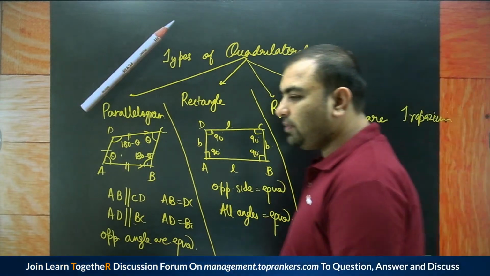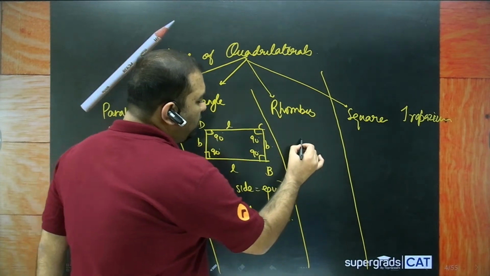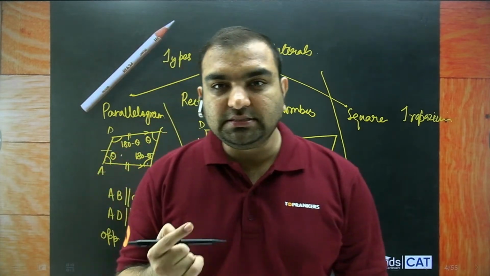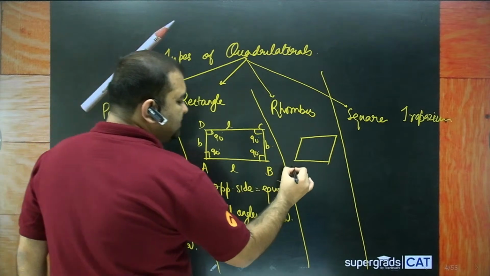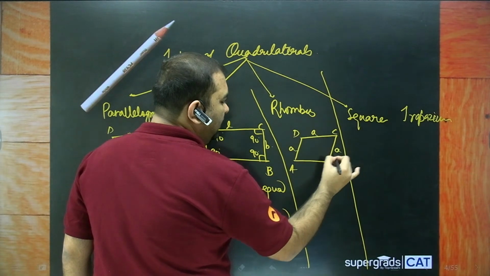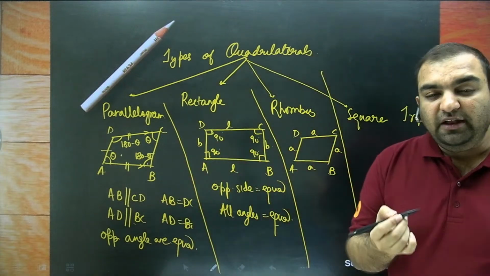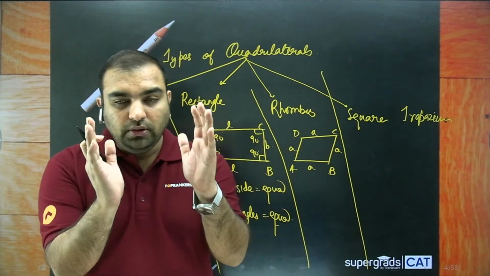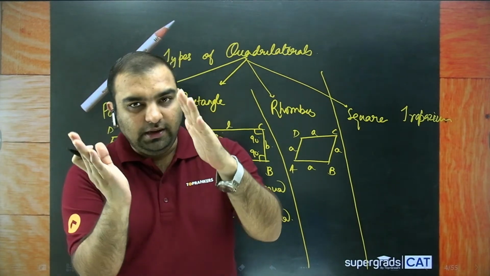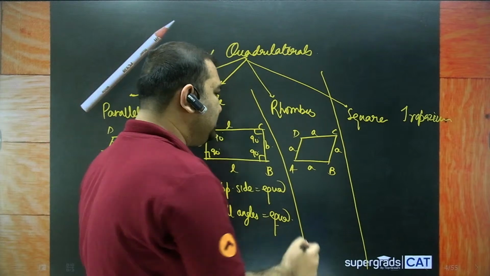Rhombus. A rhombus is also a parallelogram in which all sides are equal. Now you can see that this is a tilted figure, and it is already a parallelogram, so the angles would be theta, theta, 180 minus theta, 180 minus theta.